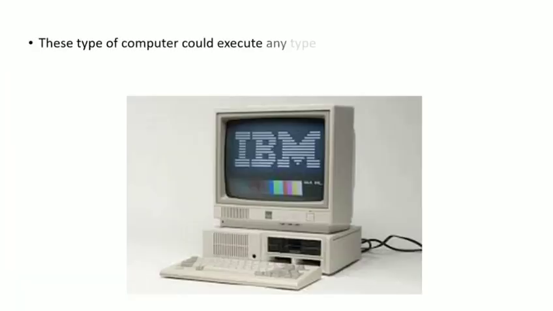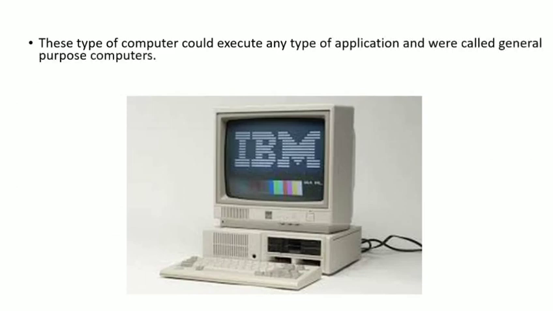This type of computer could execute any type of application and was called a general purpose computer. First and second generation computers were expensive, so they were not general purpose computers. They were for personal use or for specific use. But third generation computers were able to execute any type of application. So they were called general purpose computers.